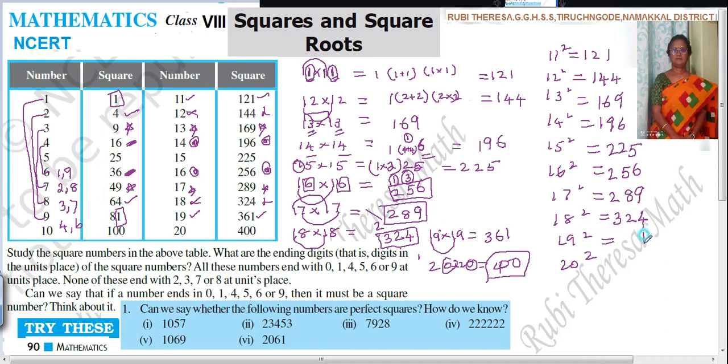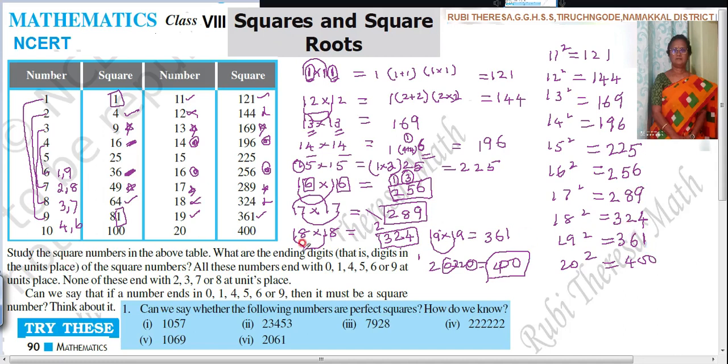Then 9. 9 means what? The unit digit will be 1. Then 3. Automatically here also 3 only. While adding 6, you will get this 9. 3 plus 6 is 9. Since you are getting 3, then automatically you will write 3 here. Then 3 plus 6 is 9. So 361. Here 400. Is it okay?